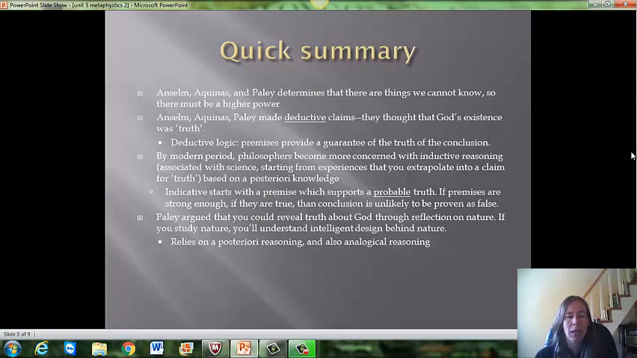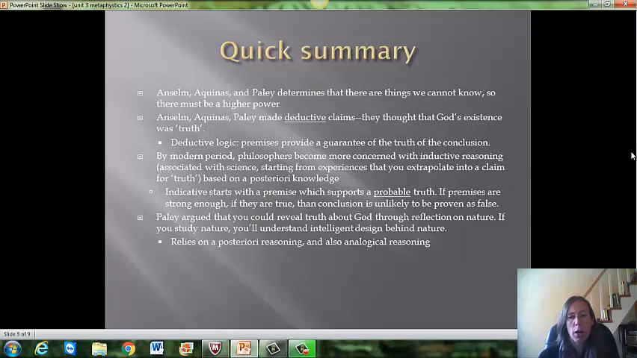An inductive argument starts with a premise which supports a probable truth, not a guaranteed truth. The author, scientist, or philosopher who's making an inductive claim is basically arguing that if the premise I've started with is true, and if there are strong enough claims, then the conclusion I arrive at is unlikely to be proven false. So rather than saying, as in the deductive case, that the premise establishes the truth of the conclusion, the premise establishes that my conclusion is unlikely to be proven false. So it's more of unlikely versus is.